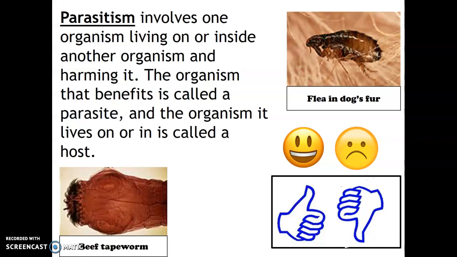Those fleas are getting somewhere to live, food to eat, a nice warm place, but they're hurting your pet by being there because they bite your pet. So the flea there is the parasite, and your dog or cat or pet, whatever, would be the host. Another example would be a tapeworm. This is a beef tapeworm, so it would live in cows. The tapeworm lives inside of another organism. It's getting somewhere to live. It's getting food to eat, lots of nutrients, but it's hurting the host that it lives in.